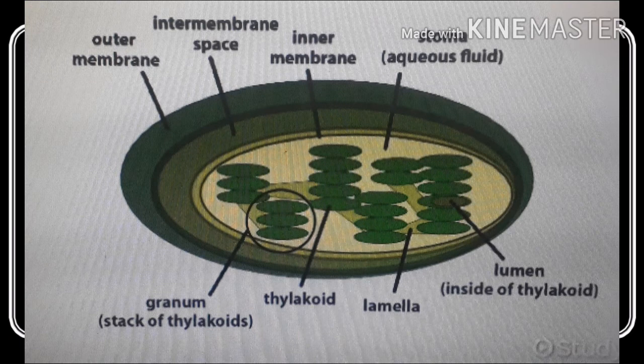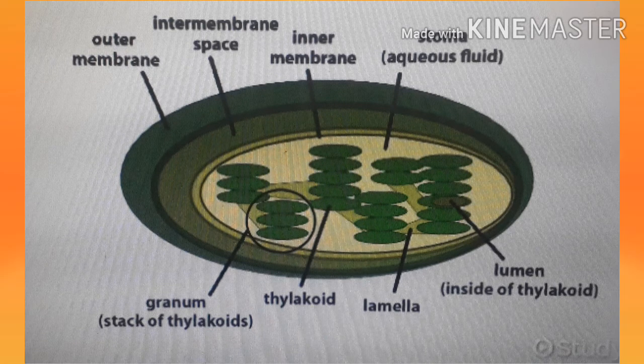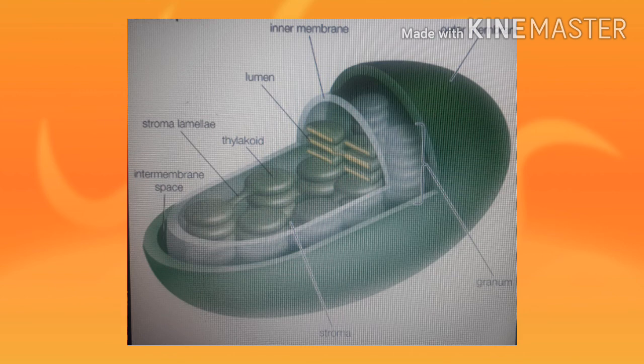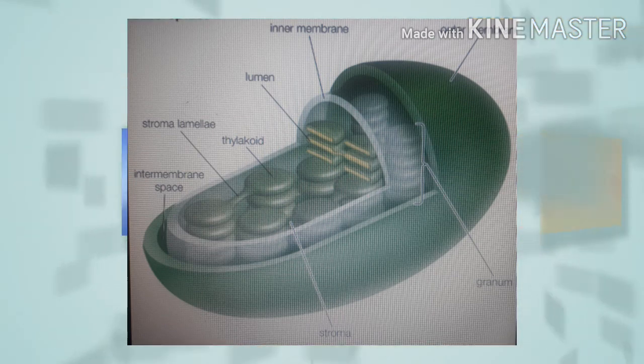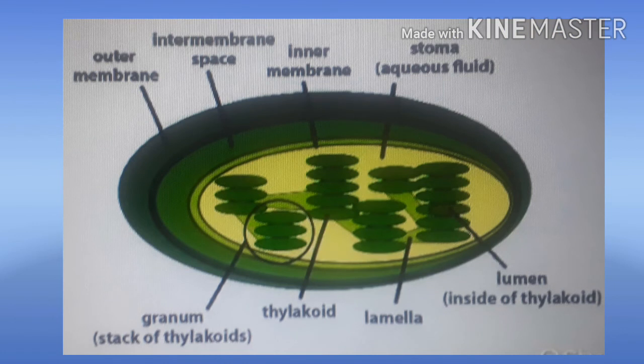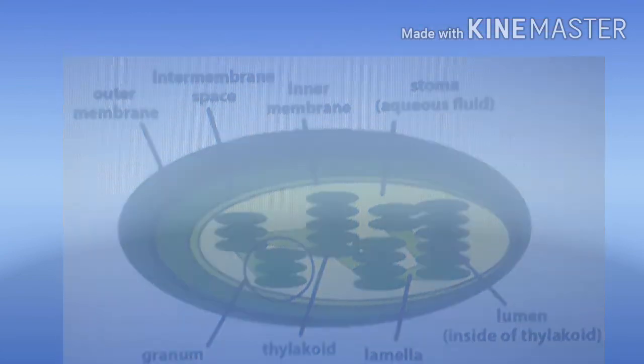Now let us discuss plastids, which are only present in plant cells. Plastids are of three types. Number 1, chromoplasts, colored plastids. Number 2, leucoplasts, which are colorless plastids. Number 3, chloroplasts, which are only green in color. The internal organization of the chloroplast consists of numerous membrane layers embedded in a material called the stroma.